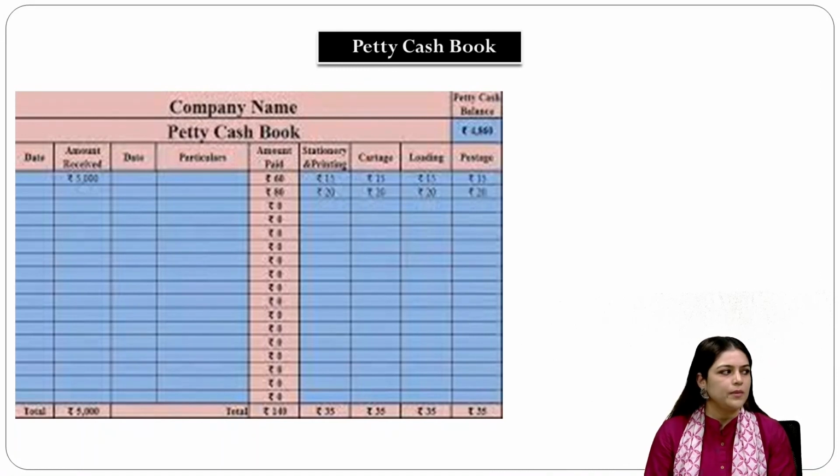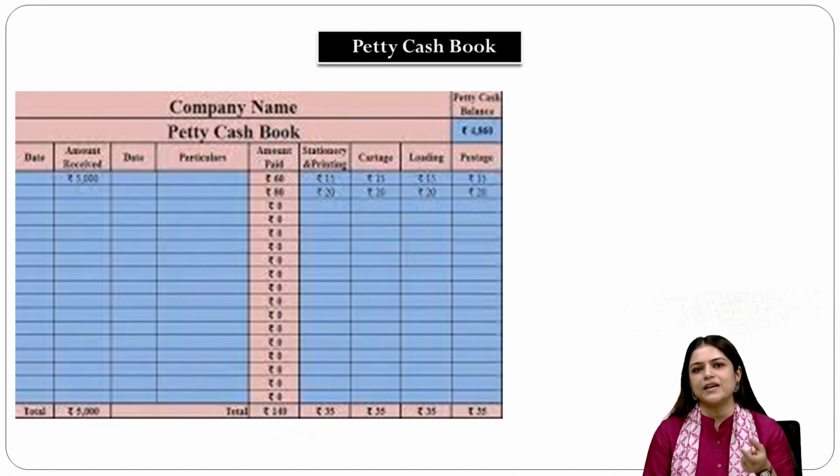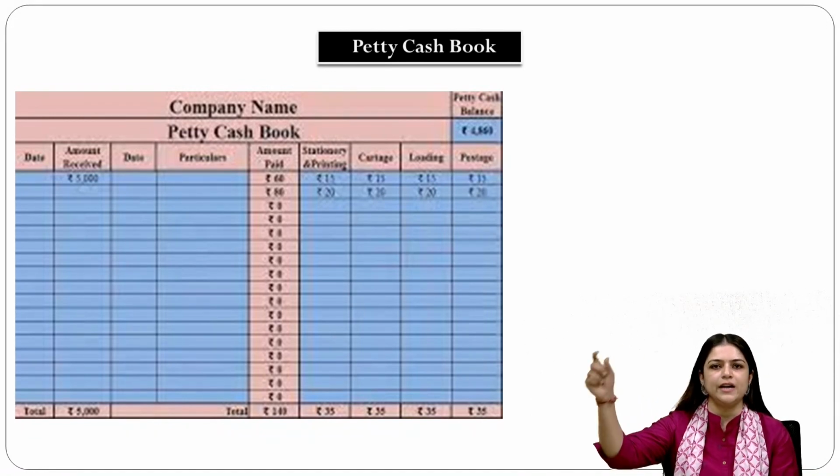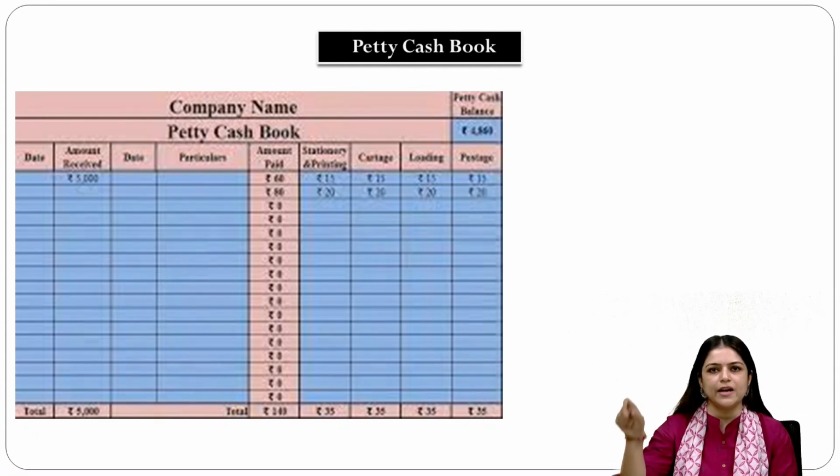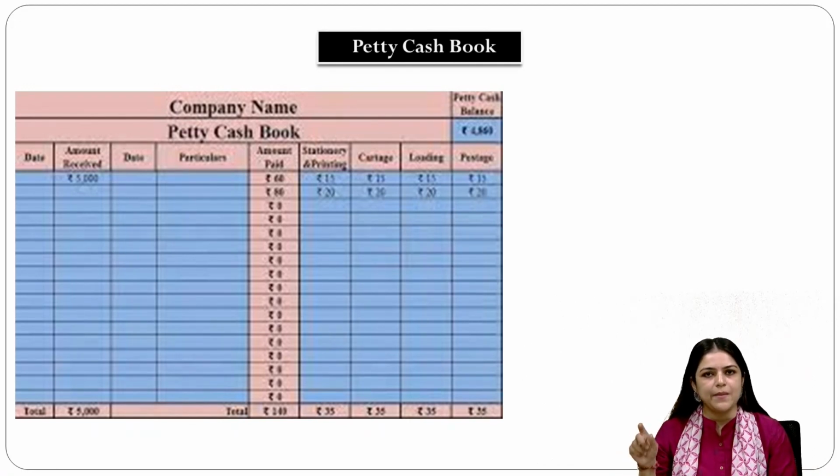So what is the format of petty cash book? Date, amount, particulars and a detailed description of expenses, and different heads are available there, which is rent. If we pay rent, then a separate column is given for the rent account. Stationery account, separate column given in the petty cash book, separate rent account, separate wages account, and in the last, a miscellaneous expense account is given.